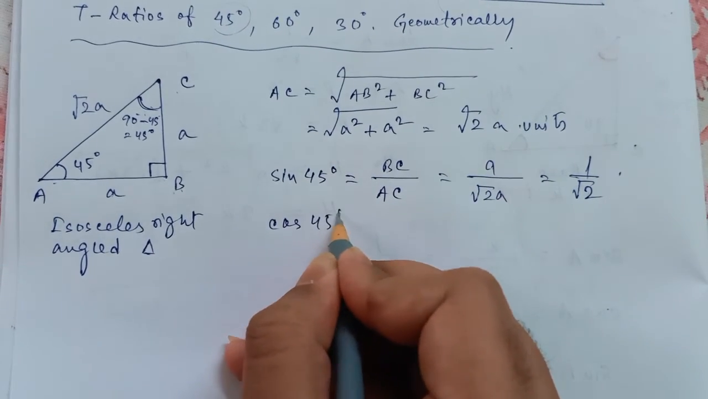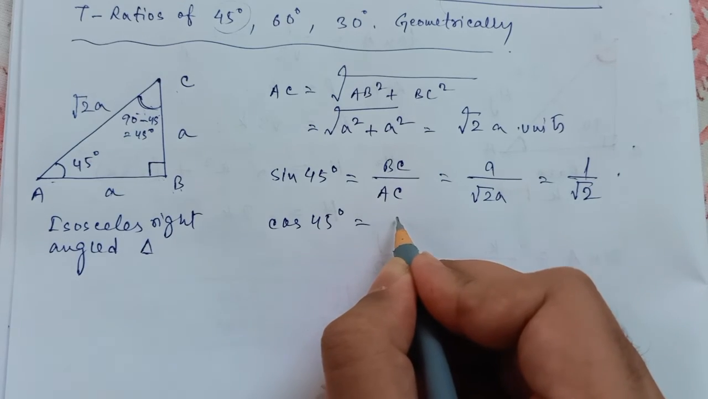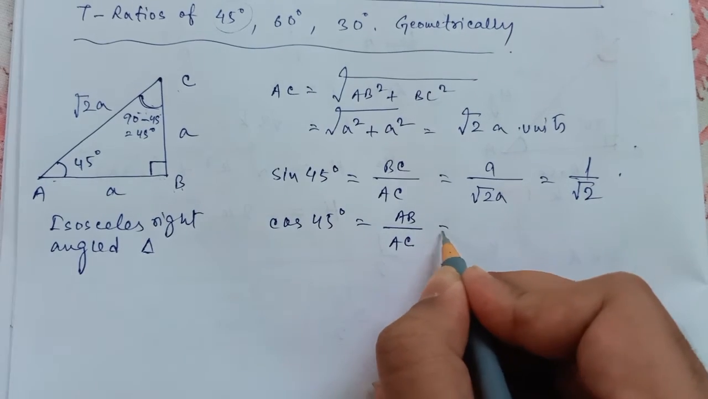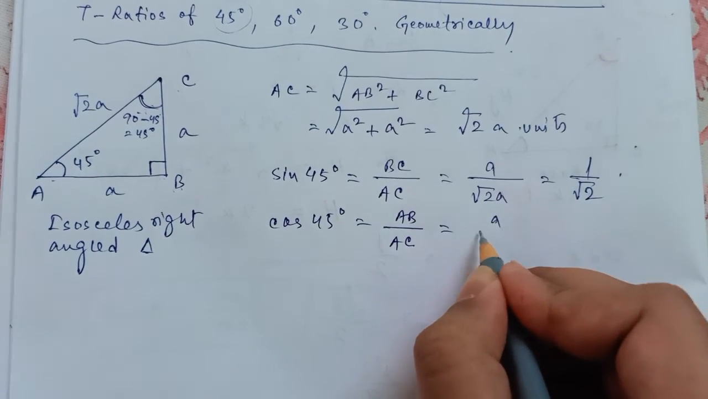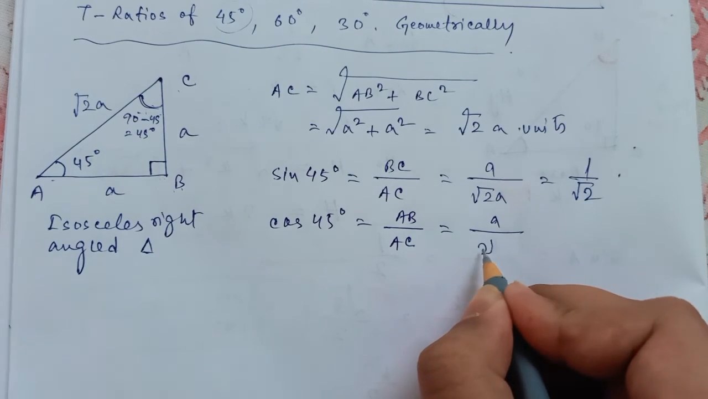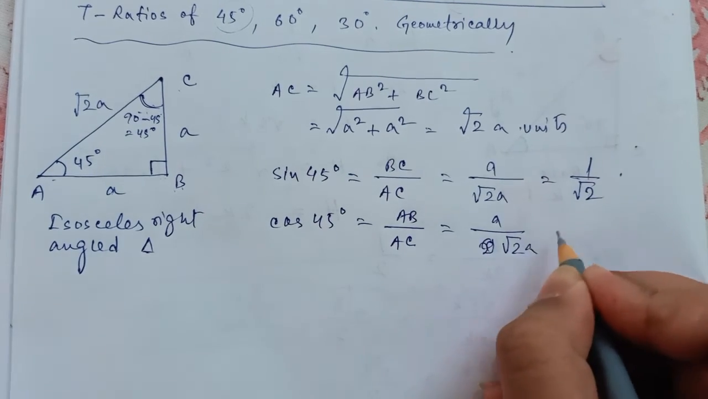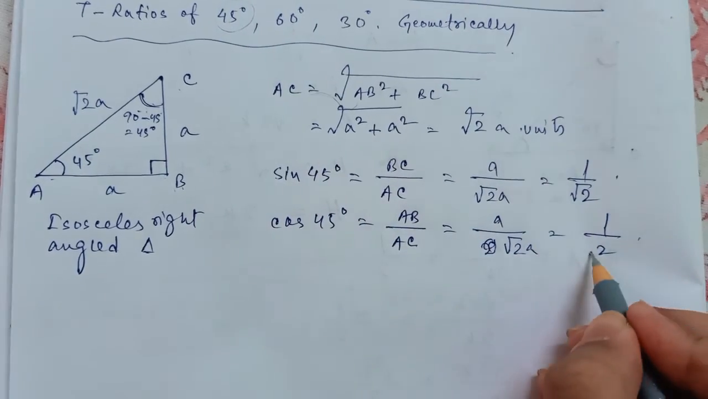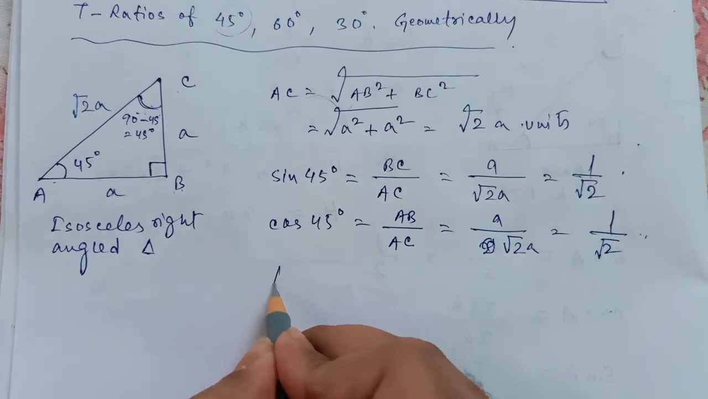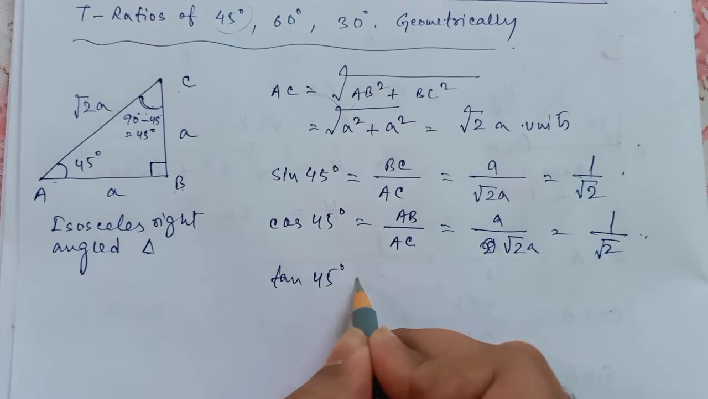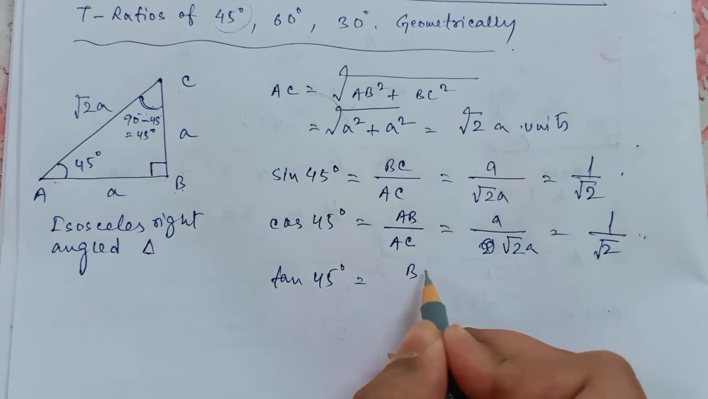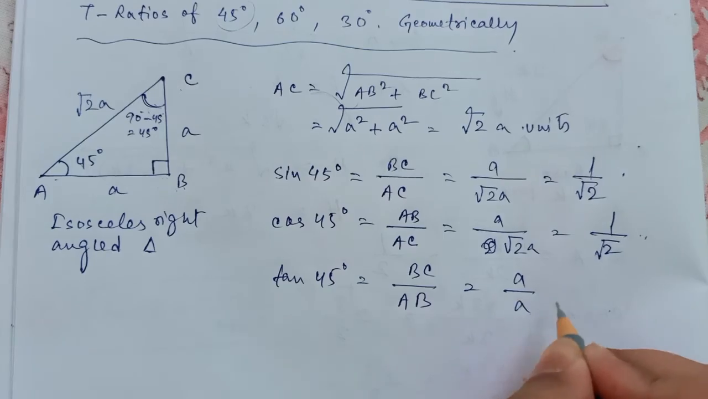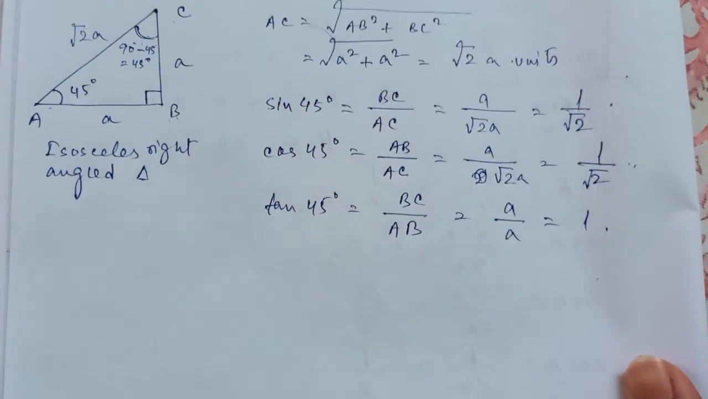Cos 45, that is base upon hypotenuse. So base is a upon root 2a. So you see the values of both sine 45 and cos 45 is 1 by root 2. Okay, tan 45 is perpendicular by base, that is BC upon AB. So it's a by a, which is equal to 1.